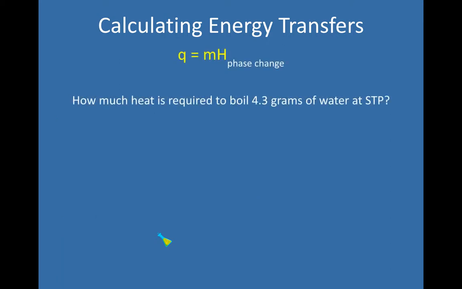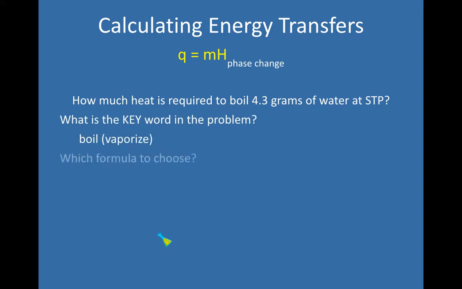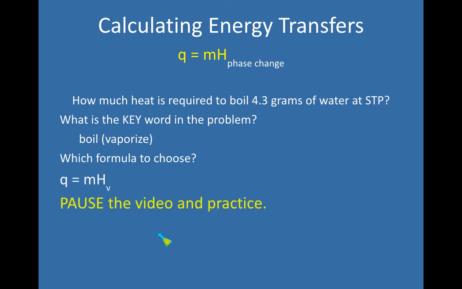Okay, let's try one more. How much heat is required to boil 4.3 grams of water at STP? What's the key word? Yep, boil or vaporize. So what formula? Q equals mHv. Okay, v for vaporization. Pause the video, do your calculations.